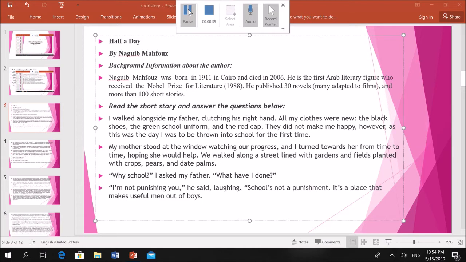He published 30 novels, many adapted to films, and more than 100 short stories.